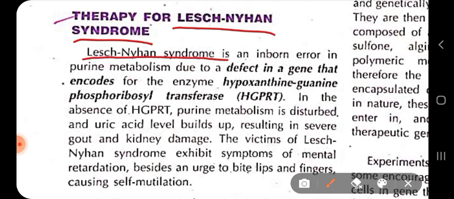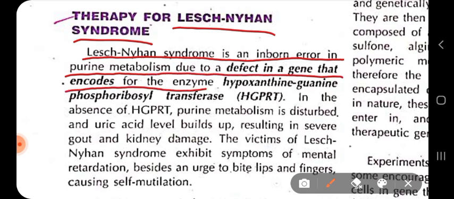Lesch-Nyhan syndrome is an inborn error in purine metabolism due to a defect in the gene that encodes for the enzyme HGPRT. The full form of HGPRT is hypoxanthine guanine phosphoribosyl transferase. So Lesch-Nyhan syndrome is occurring due to an error in purine metabolism. Your purine formation does not occur. The purine metabolism pathway is defective due to the defect in the gene.